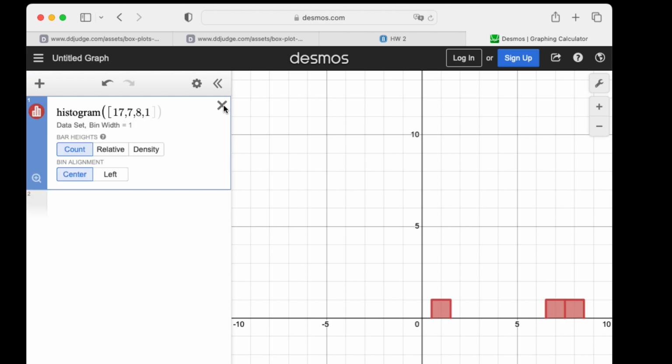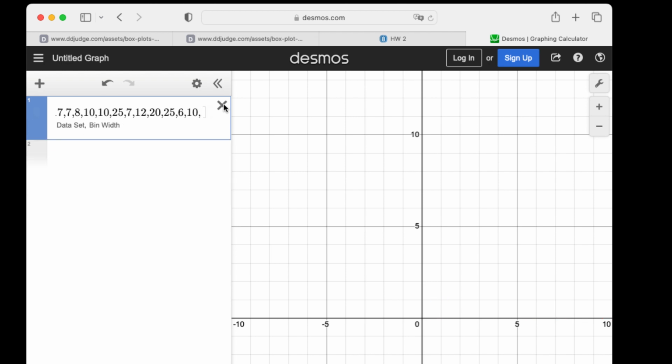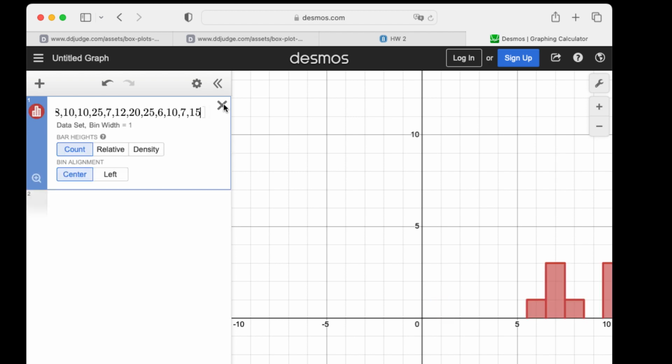8, comma. 10, comma. 10, comma. 25, comma. What else? 7, comma. 12, comma. 20, comma. 25, comma. 6, comma. 10, comma. 7, comma. 15, comma. 4, comma. 11, comma. 8, comma. 2, comma. And 10. So notice what I just did.